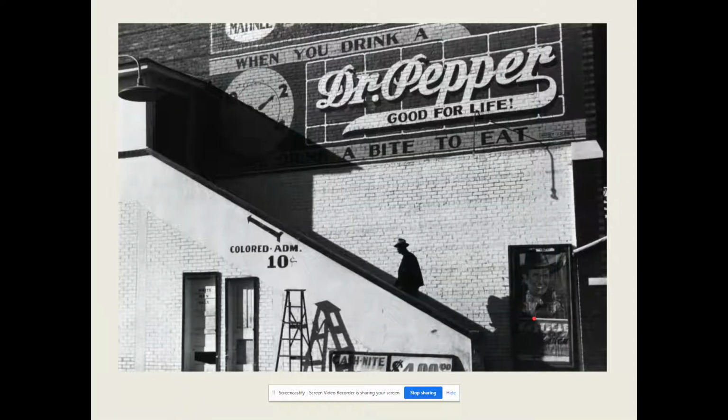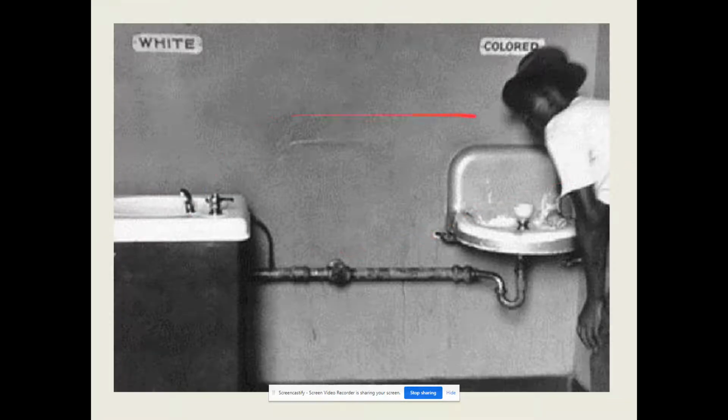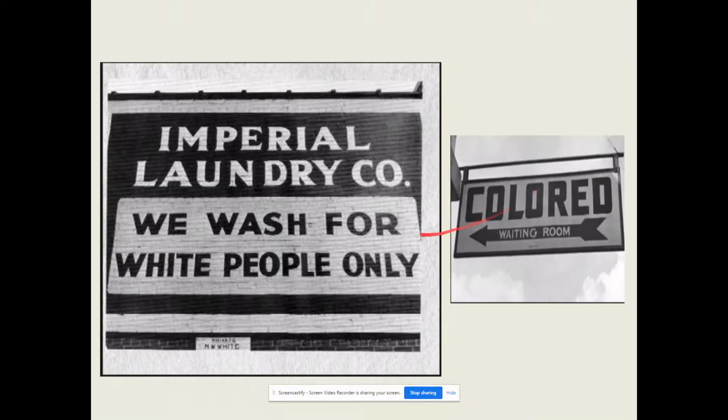And the next couple pictures are simply segregation as they existed in the 1950s. I'm not cutting and pasting photos of things that aren't true. This is not propaganda. These are actual photos. You'll see a movie theater with the colored admission through the back door. Dade County Park, Virginia Beach, colored only. Beaches separated based on race. Water fountains based on race. Laundromats based on race. Restaurants based on race.